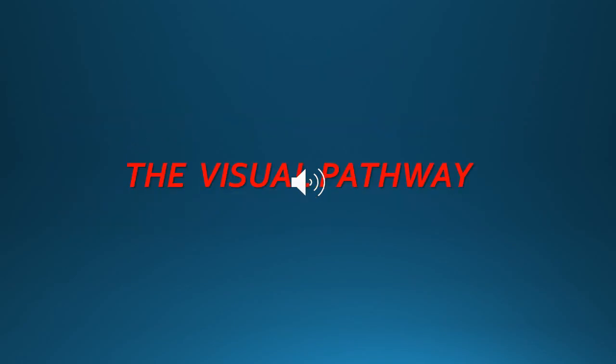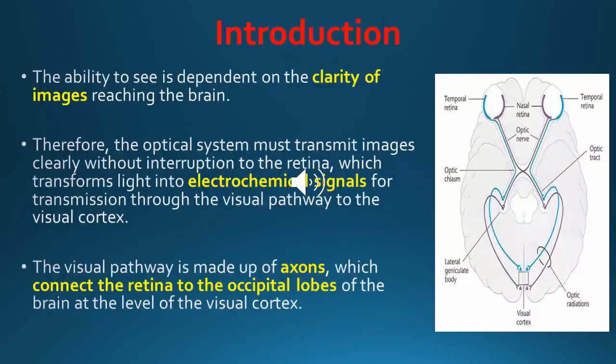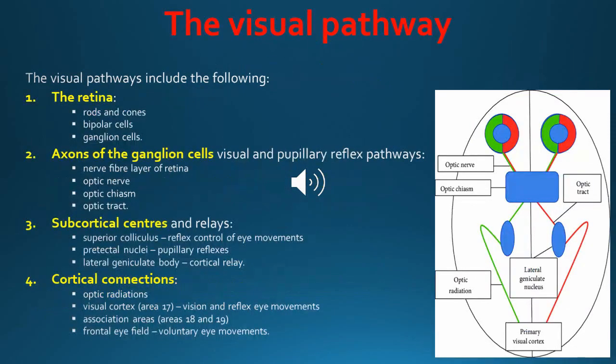The visual pathway. The ability to see is dependent on the clarity of images reaching the brain. The visual pathway is made of axons which connect the retina to the occipital cortex of the brain. The visual pathway is formed of four order neurons.